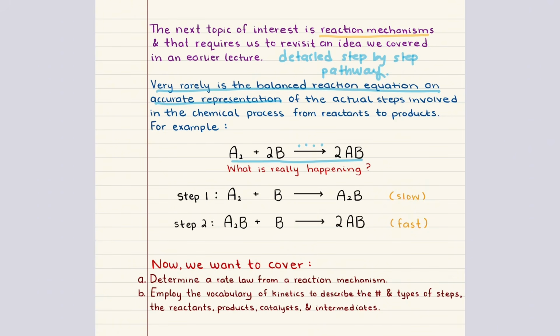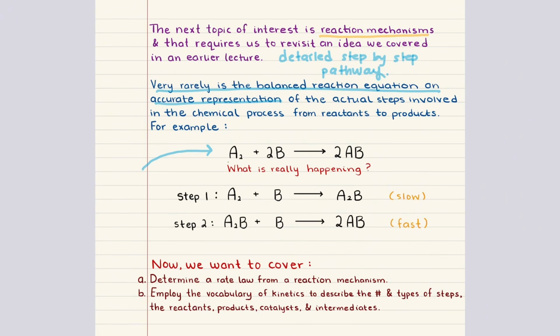And because the rate law depends on which step is slowest, that's the step we write the rate law for, we can't just rely on the coefficients from the overall balanced reaction to determine the rate law. Instead, the rate law must come from the mechanism itself. With that being said, let's revisit an example that we saw earlier in our lectures.